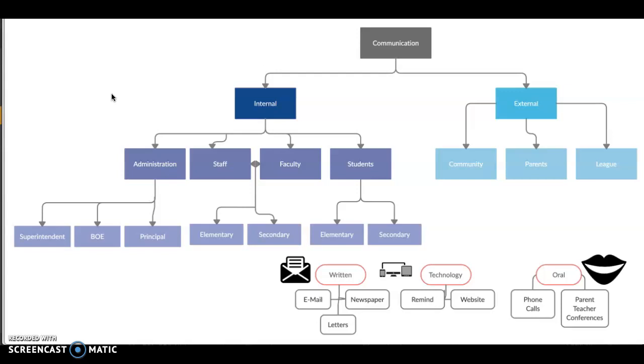And then finally, we have to communicate with our students. And again, that is done differently for the elementary as well as the secondary kids. So when we're talking external communication, we have to think about the community, our parents, and then I put our league in there, but truly it could have been anybody that we play in athletics or anything of that nature.